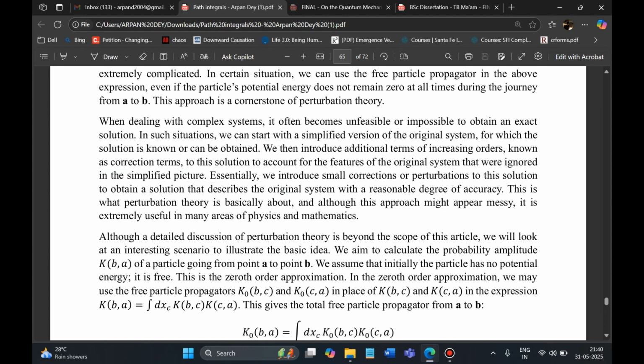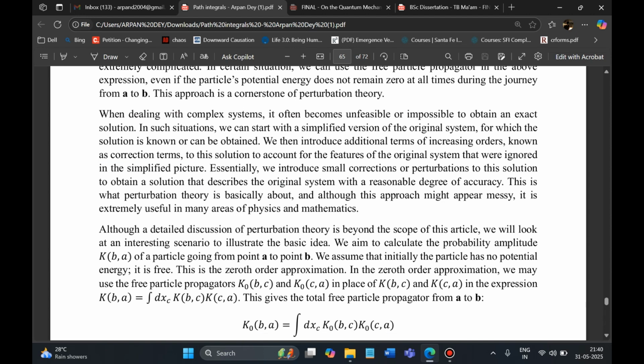But that is not possible always. Sometimes that is very difficult, even computers cannot handle, and sometimes it's downright impossible. So what we do is, we start with the simplified version that we can handle, and then we add correction terms. The more and more correction terms we add, as we go to higher and higher order correction terms, our solution gets very close to the actual accurate solution. So we're following a longer path, but a path that we can take. It's not impossible. That's the philosophy of perturbation theory.